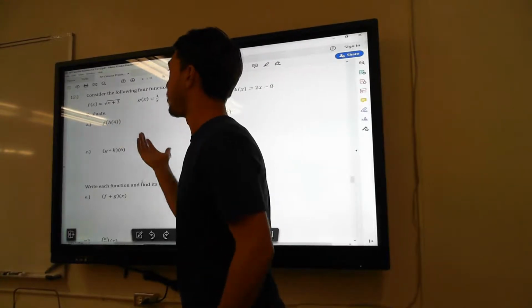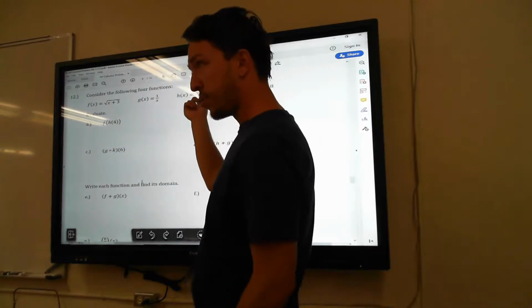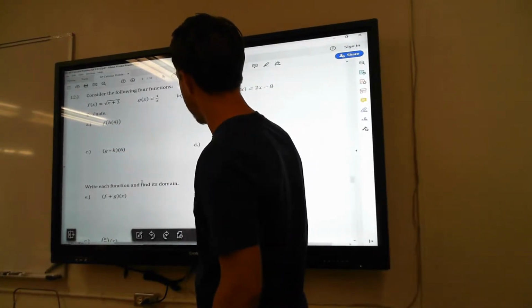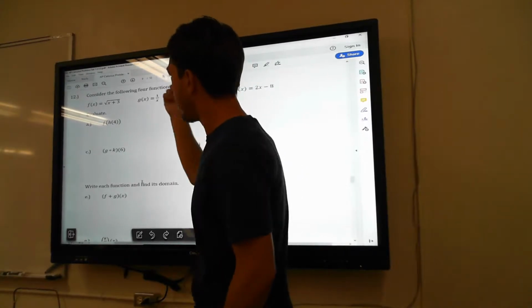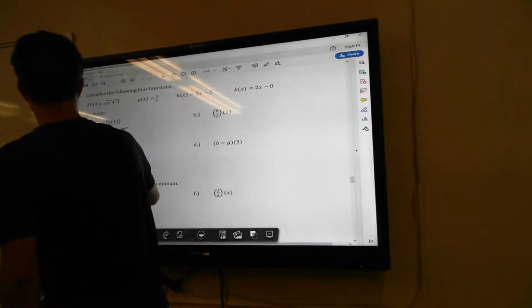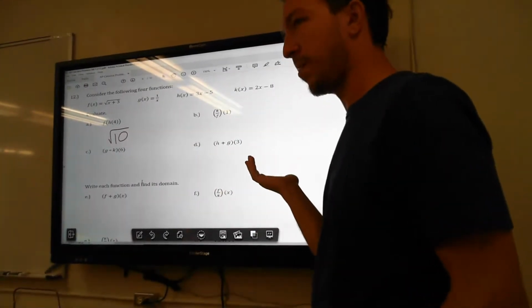Like f of h of 4. So what do you do? You plug 4 into h. You'd get 12 minus 5, which is 7. And then 7 goes into f. So what's the answer here? Root 10. Okay with that?